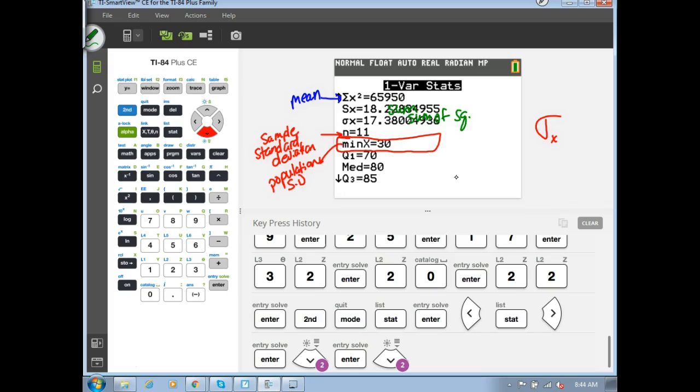Median, very good. So that's the middle. The middle data point, which you guys know how to find the median by hand, but when you have a nasty set of data, you don't really want to find that.